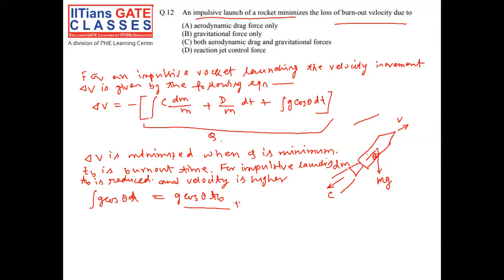So this term will decrease due to reduced Tb. Since this term is decreasing, it is a term which will contribute in minimizing Q, right? So this is one term.